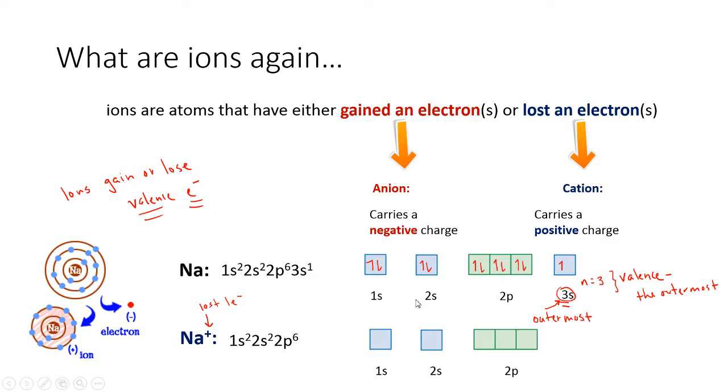So if we were to draw his orbital box diagram after he lost this electron, that electron goes away when he forms his ion, and I'll see that I have 1s2, 2s2, and now my 2p6 will be full.